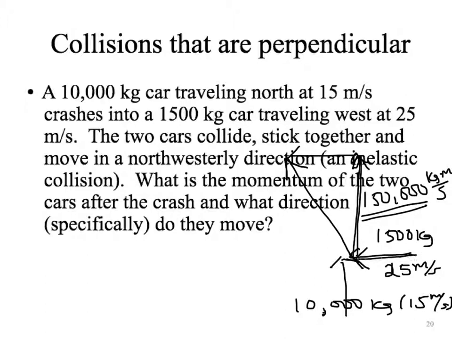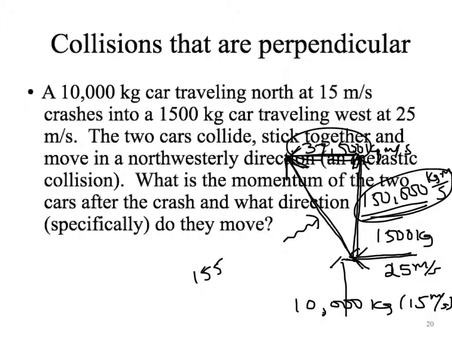For the little car, I'm going to go 1,500 times 25. The momentum there is 37,500. Now I'm going to use the Pythagorean theorem to find the hypotenuse of the momentums. If I take 37,500 and 150,000, that's the momentum before and after the crash, because momentum is always conserved. Doing the Pythagorean theorem, the momentum after for both of the cars is going to be 1.55 times 10 to the 5th kilogram meters per second.